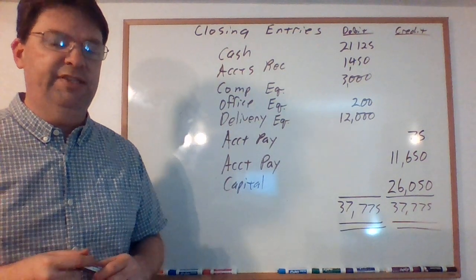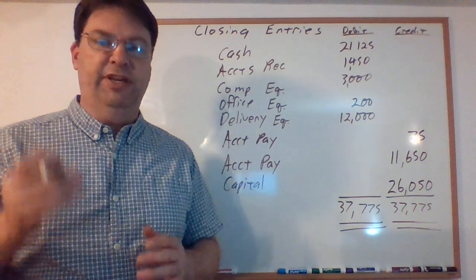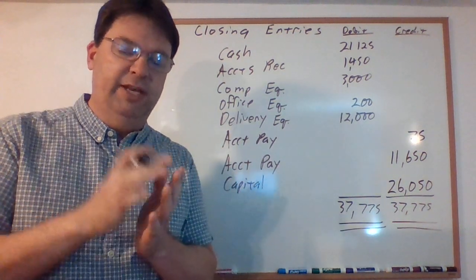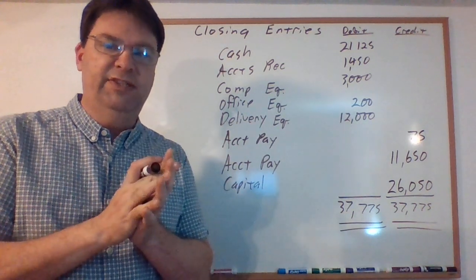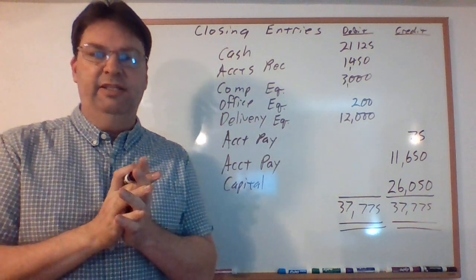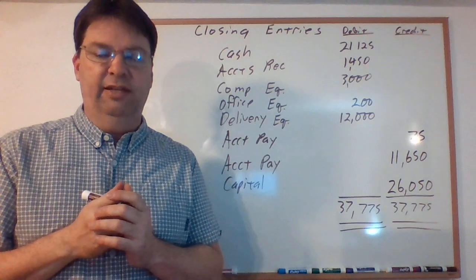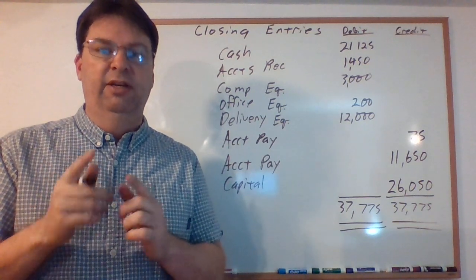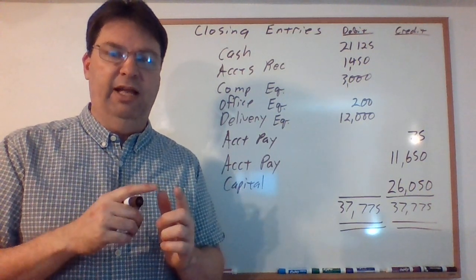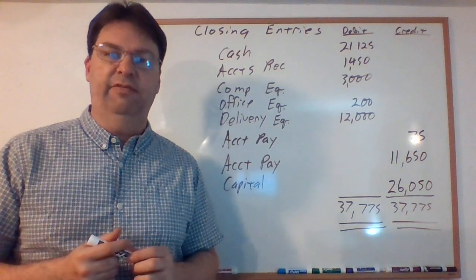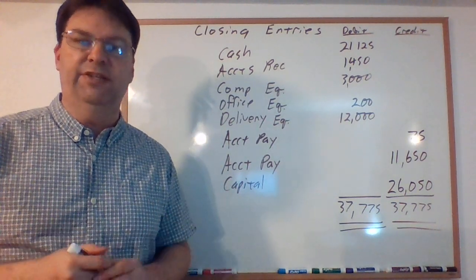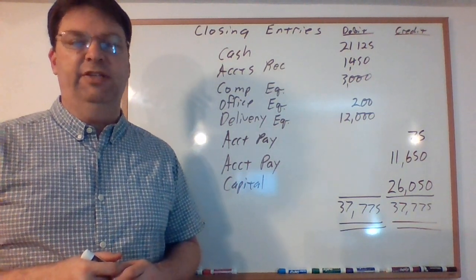But what this is, after we do the closing entries, after we close revenue, expenses, withdrawals, everything's been zeroed, we want to see, did we actually do it right? And so this is called a post-closing trial balance. It's the very last of the trial balances that we have to do, and it's very similar to the others.